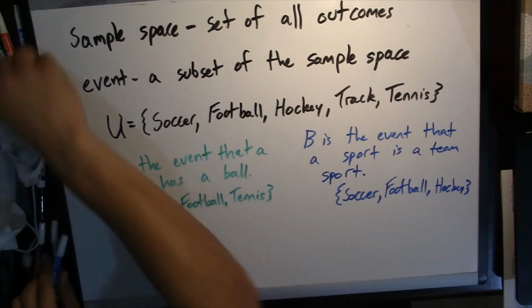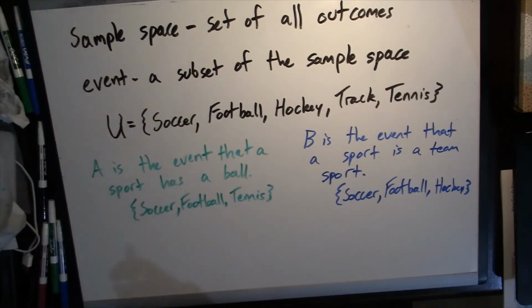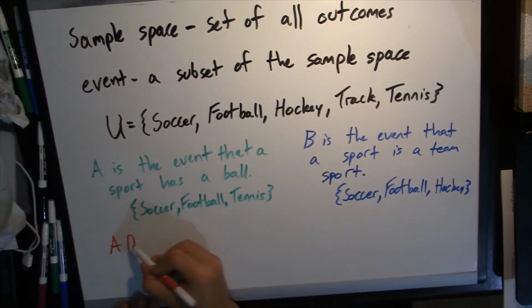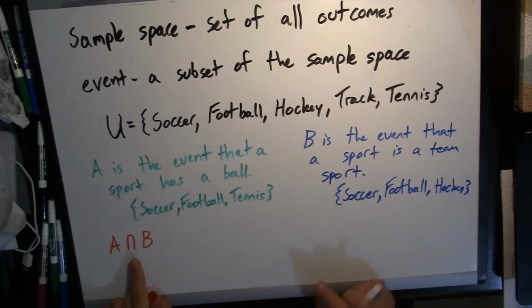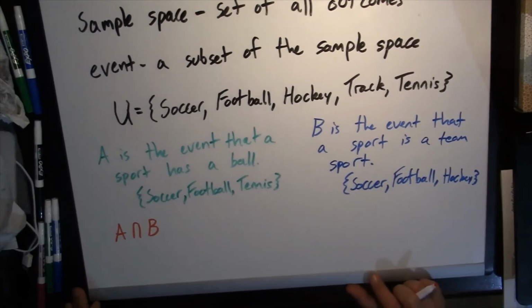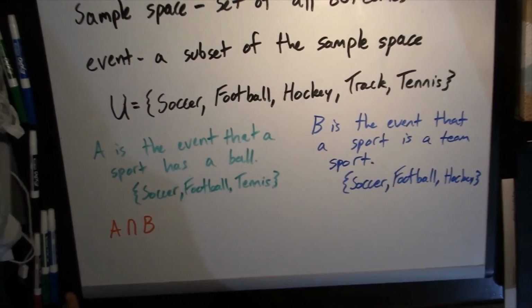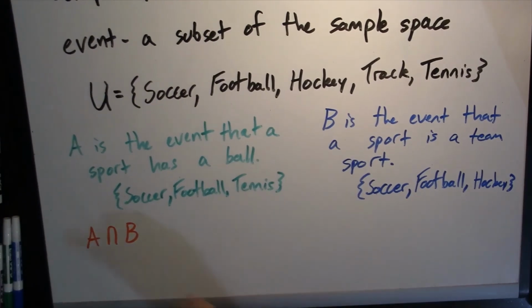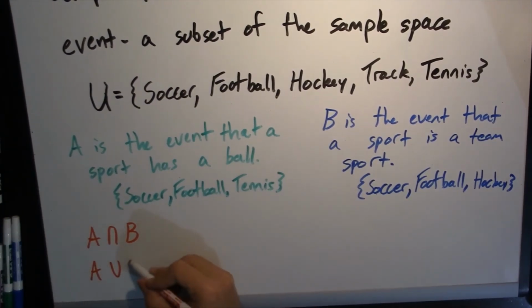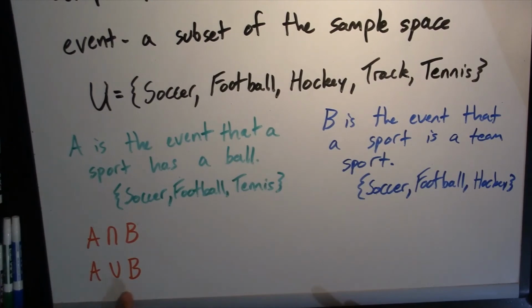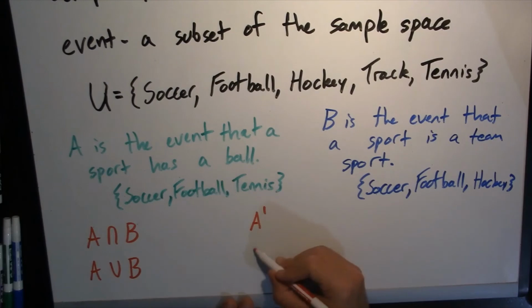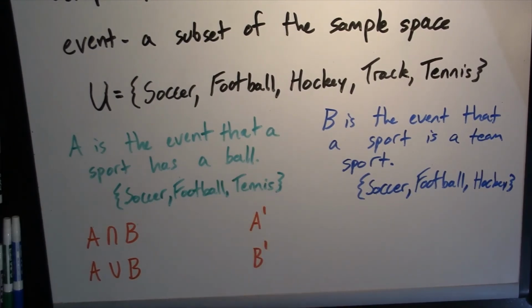Now we're going to find three different things. We're going to find A intersect B. Remember, the symbol that looks like an upside down U means intersection. We're going to find A union B. Remember, the one that looks like a U is union. We're going to find A prime and B prime. These are the complements. If you need to look back at the notes, look back at your notes. But we're going to talk about them.